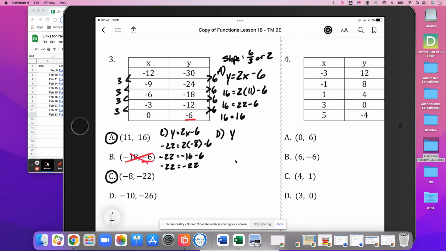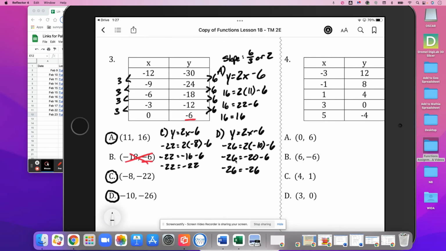Lastly, for D, y equals 2x minus 6. -26 equals 2 times -10 minus 6. -26 equals -20 minus 6. -26 equals -26. That does satisfy the function. So number 3, we have A, C, and D.